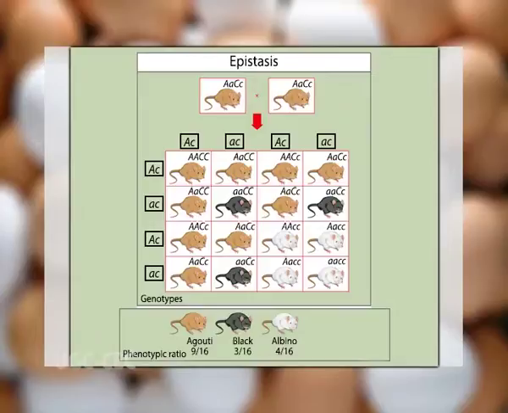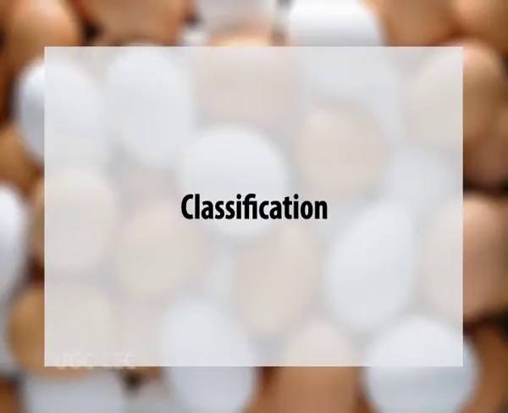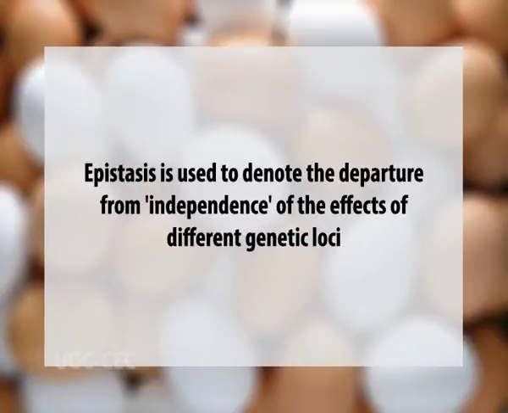Classification. Epistasis is used to denote the departure from independence of the effects of the different genetic loci. Confusion often arises due to the varied interpretation of independence among different branches of biology. The classifications below attempt to cover the various terms and how they relate to one another.